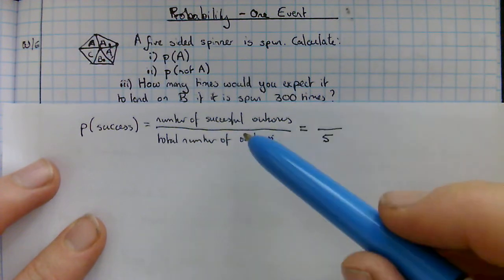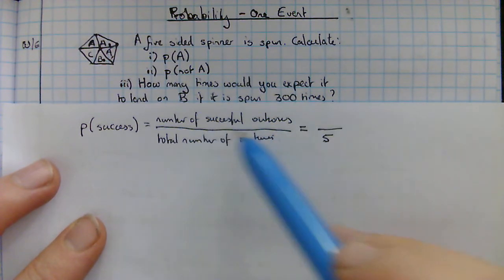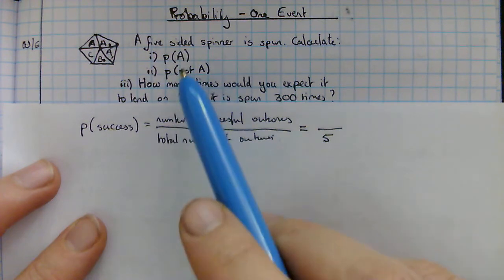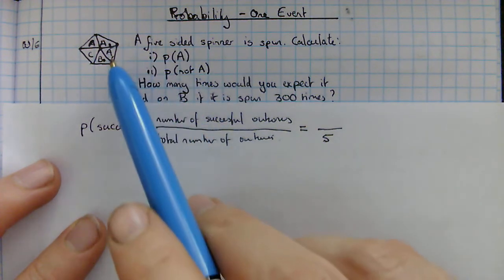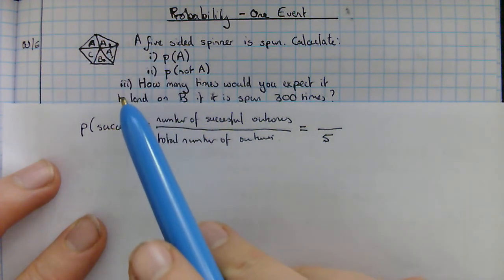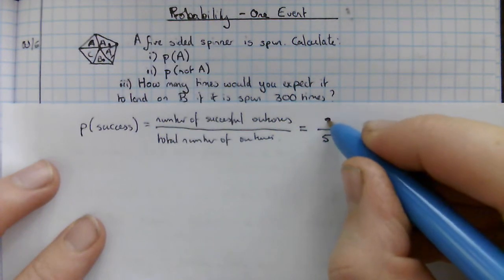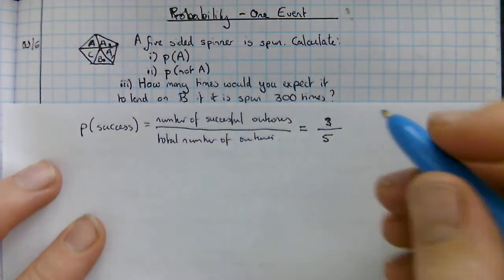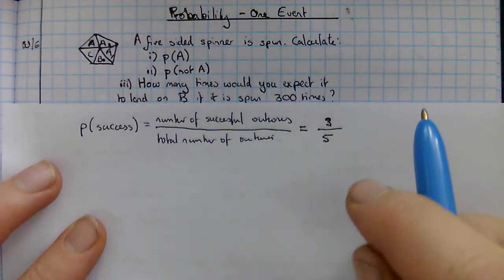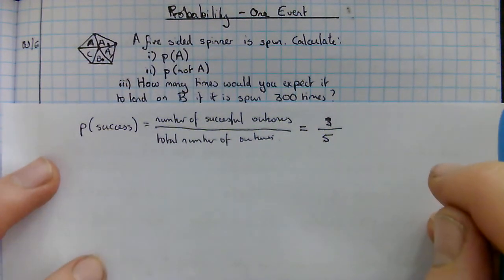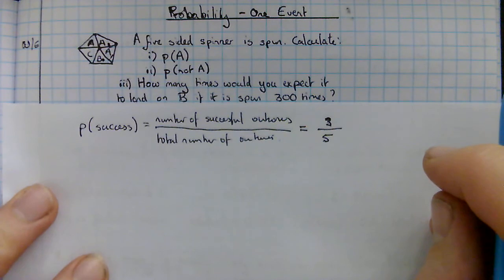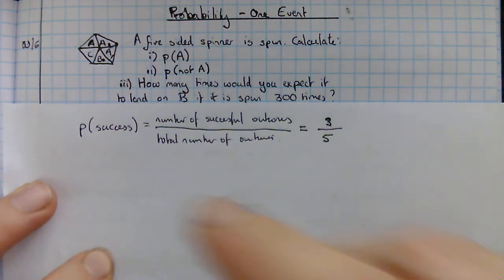So here we've got 5 outcomes. We're looking at the number of successful outcomes. So it wanted probability of A, so we're looking at the number of sides of the spinner which have an A on them, which is 1, 2, 3. So my probability there is 3 out of 5. Now an exam question could ask us to turn that into a percentage, could ask to turn it into a decimal, but if it doesn't ask us, then we leave it as a fraction. So that's part 1.